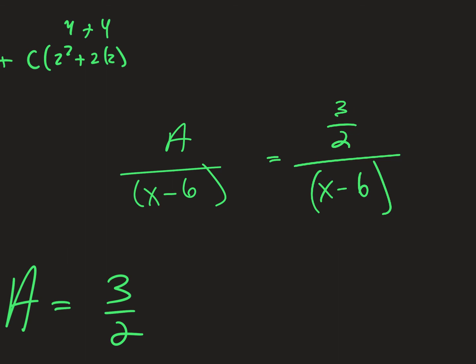How do you think I would write it if a was 3 over 2? Where would I write the 3 and where would I write the 2? Yeah, the 2 would be in the denominator. You would write it as 3 over 2 times x minus 6. If you get a fractional answer for one of your a's, b's, c's, whatever, just put the numerator on top and put the denominator in front of the parenthesis on the bottom. Does that make sense? Okay, that's it.